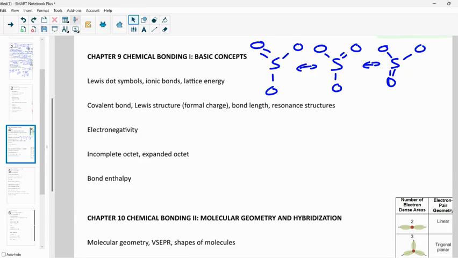Electronegativity, right? That's going to help us determine polarity later. We'll talk about that when we get there. Incomplete octet. Who can form an incomplete octet? Who likes to form a duet? Hydrogen. Hydrogen forms 1 bond. Right? It's happy with just 2 electrons. Instead of an octet, instead of 8 around it, it's happy with just the 2 around it.